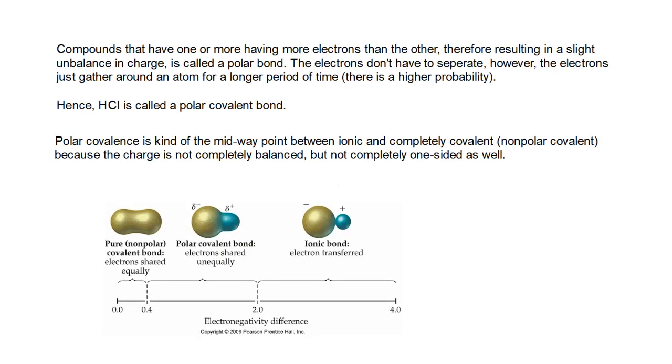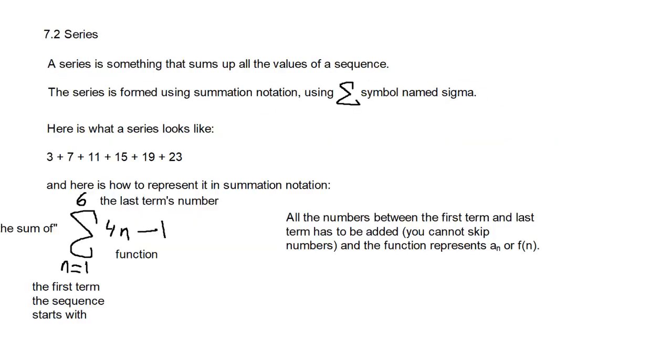Okay, so welcome to 2.7.2, series. So last time we talked about sequences. A sequence is a group of terms that follow one after another, and a series is the same group of terms but just added together. So it sums up all the values of a sequence, and this thing is called sigma.